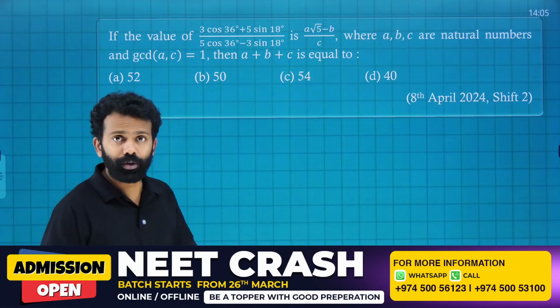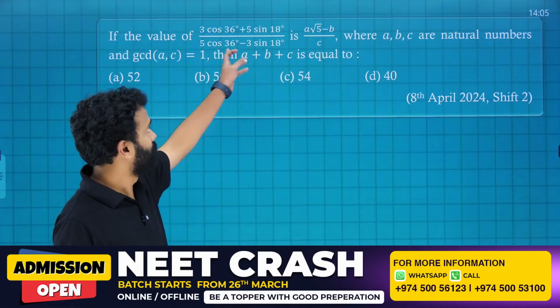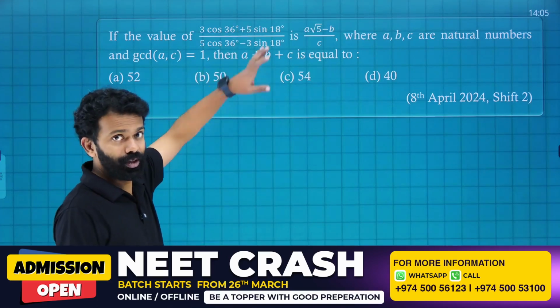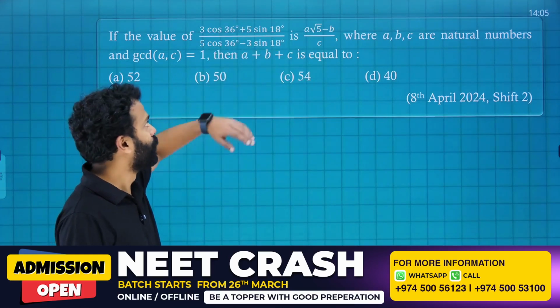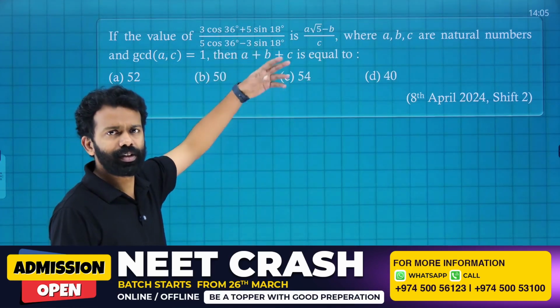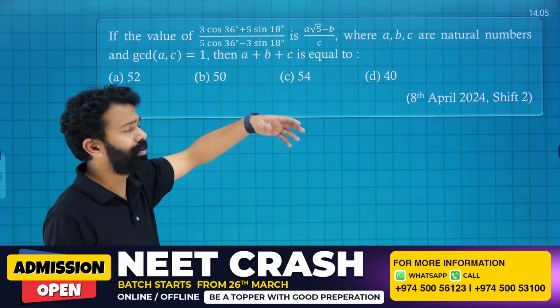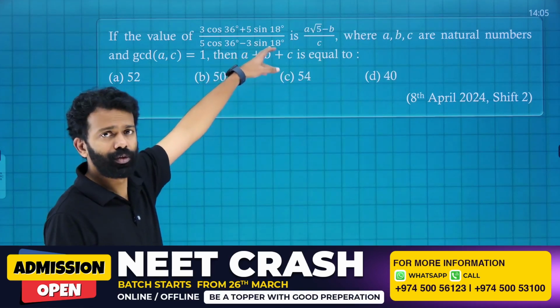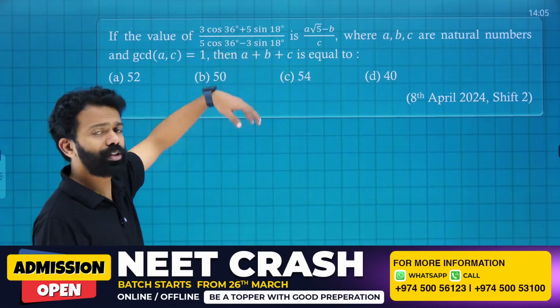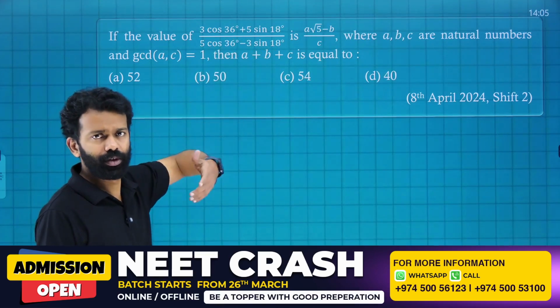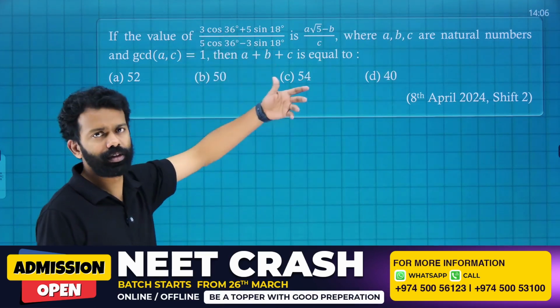The one thing you need to notice here is that you need to know the angles. So what is the value of sin 18? We have discussed this in part 1. What is the value of sin 18? Root 5 minus 1 by 4. And what is the value of cos 36? Root 5 plus 1 by 4, that's all. If you substitute those values and simplify it, you will get the answer.